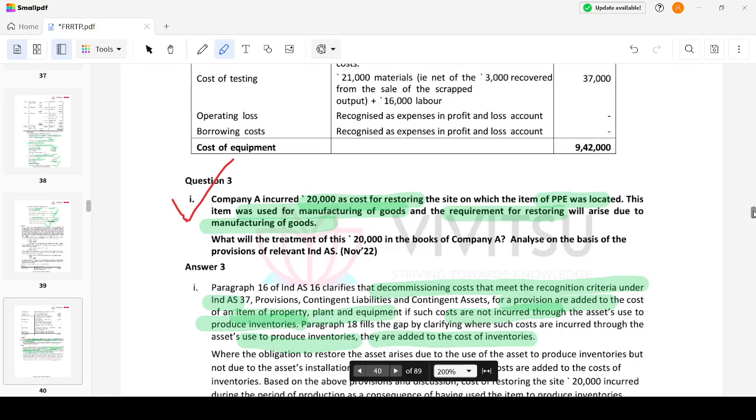Since here, the basic understanding is that there's a restoration of site, it is in NDAS 16. But the question gives a keyword, manufacturing of goods. So that is the tricky point here. Okay, I went with your flow. Now I'm pointing out that that was wrong and telling you how you have to understand it.